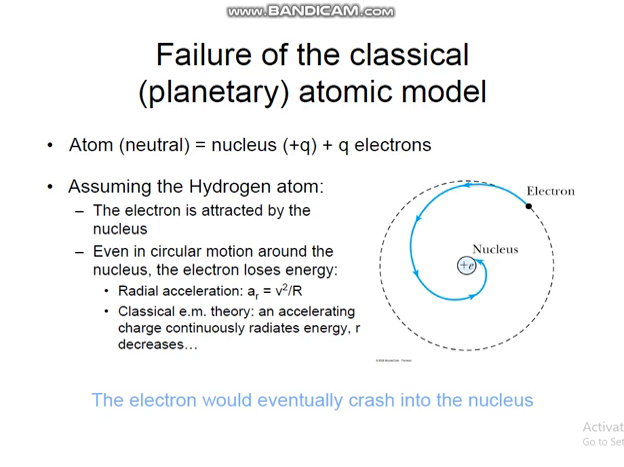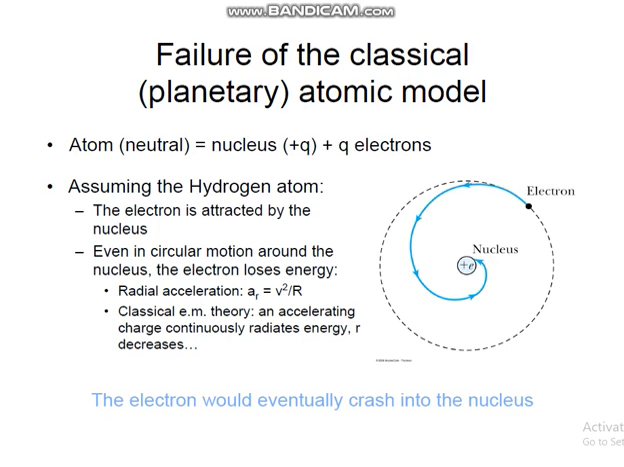The failure of the classical planetary atomic model. A neutral atom consists of a nucleus with positive charge plus q and plus q number of electrons, the same number of positive charges and electrons. Assuming the hydrogen atom, the electron is attracted by the nucleus. Even in circular motion around the nucleus, the electron loses energy, which was pointed out with Rutherford's model, and is considered a failure of the planetary atomic model.